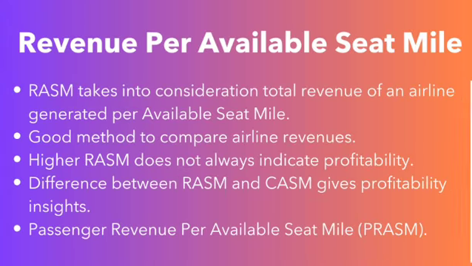Then there is revenue per available seat mile, or RASM, that looks at how much revenue an airline generates per available seat mile. It's a way to compare revenues across airlines, but a higher RASM doesn't always mean the airline is profitable, it just means it's gathering more revenue. The difference between RASM and CASM gives insight into profitability. A related measure is passenger revenue per available seat mile, or PRASM, which only considers revenue from ticket sales and other passenger-related sources like ancillary fees.